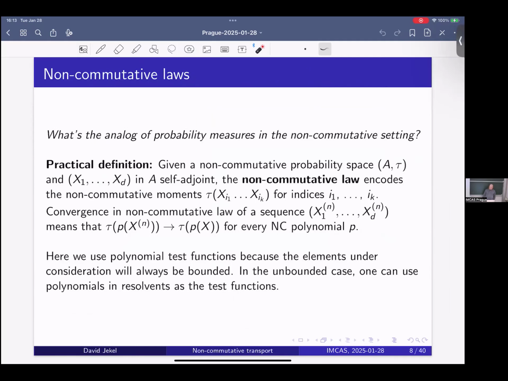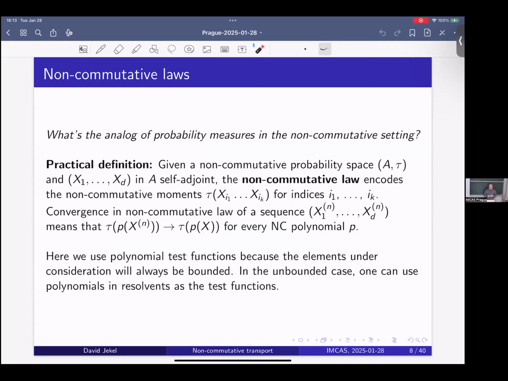Yes. Okay, so going back to the analog of probability distributions, you can't capture it by a classical measure. If you wanted to use polynomial test functions, they have to be non-commutative polynomials. And so this leads to the definition of non-commutative laws, which I think was also talked about in the pre-seminar.